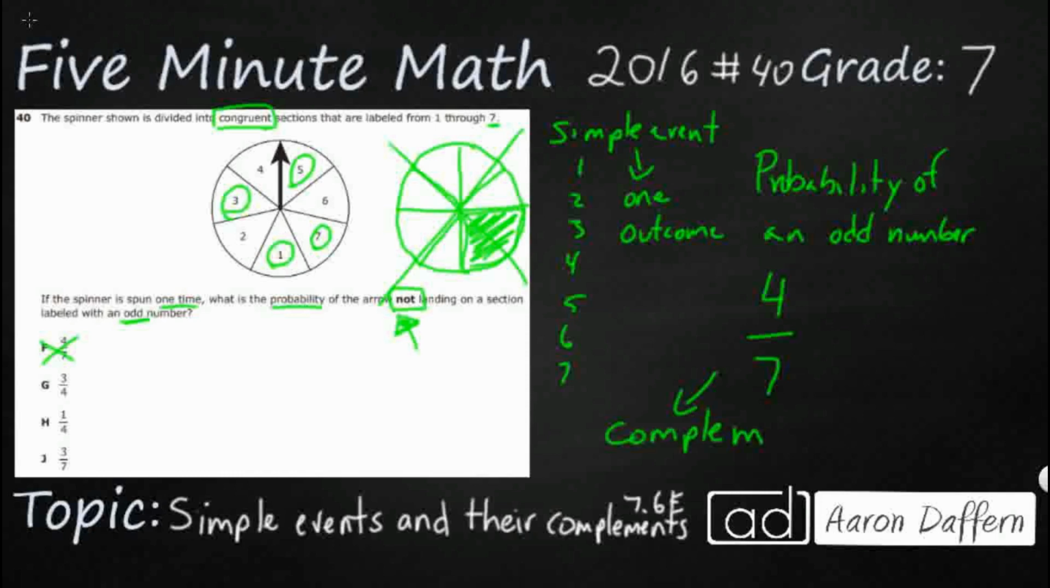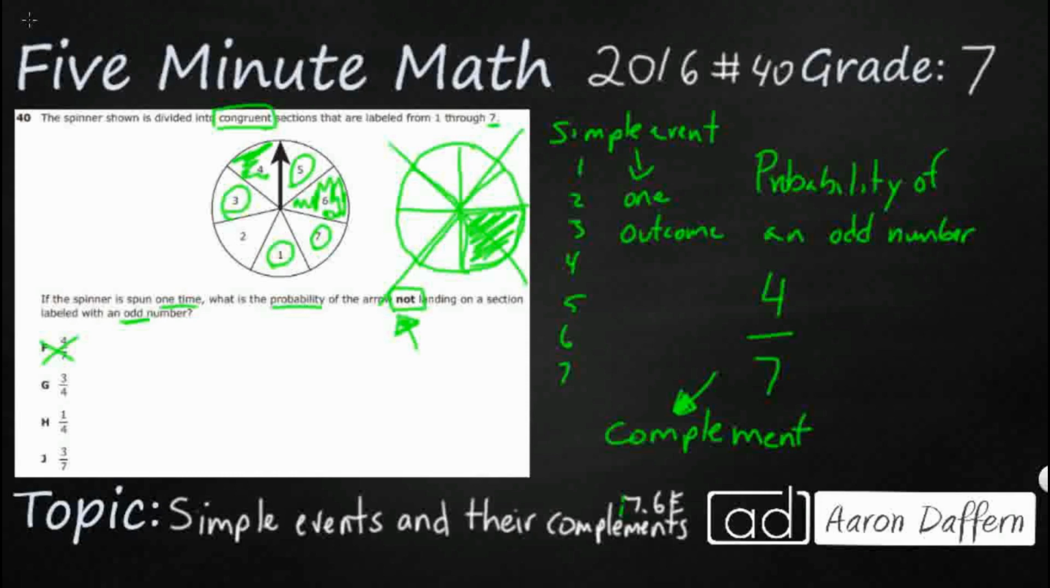Now, complement, you notice it's not spelled with an I right here. It's not spelled the exact same way as if you give someone a compliment like you have a nice shirt. So it is pronounced the same, but it is spelled slightly different. So we're looking for, what is the probability of not getting what we're looking for? Well, if we're looking for an odd number, then the probability of not getting an odd number would be everything that's left over. So it's kind of like the negative probability.